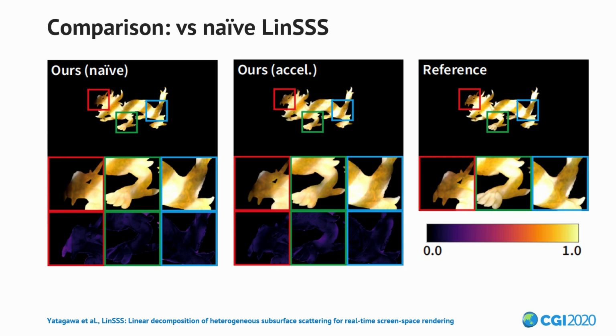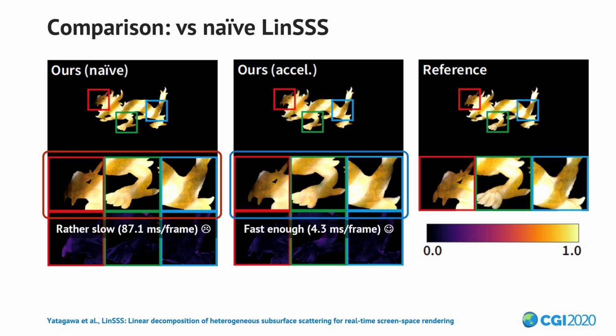Finally, I'd like to compare our method with and without the acceleration. As you can see, the results for both images, with and without the acceleration, are sufficiently close to the reference image, but the computational costs are totally different. Without the acceleration, the computational time for the screen space rendering using LinSSS is as much as 87.1 milliseconds. On the other hand, with the acceleration, the computational cost can be significantly reduced to 4.3 milliseconds.